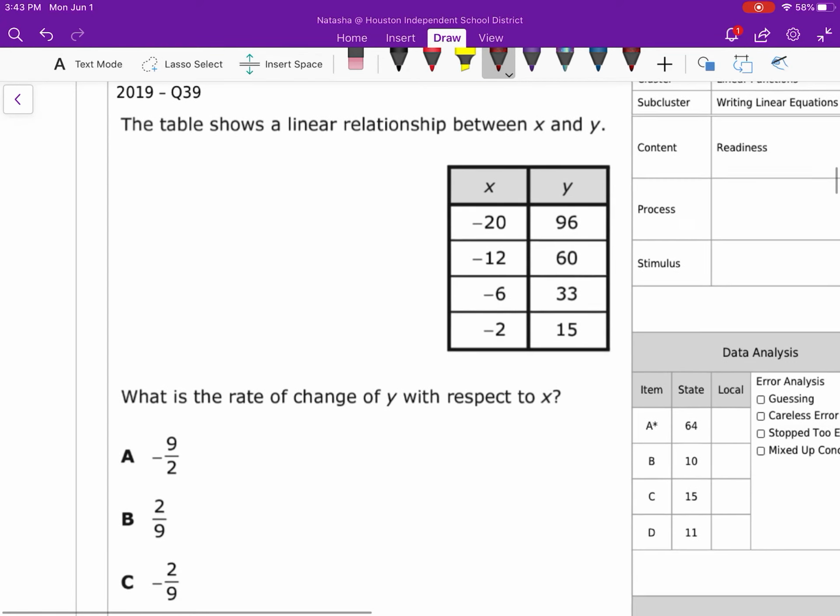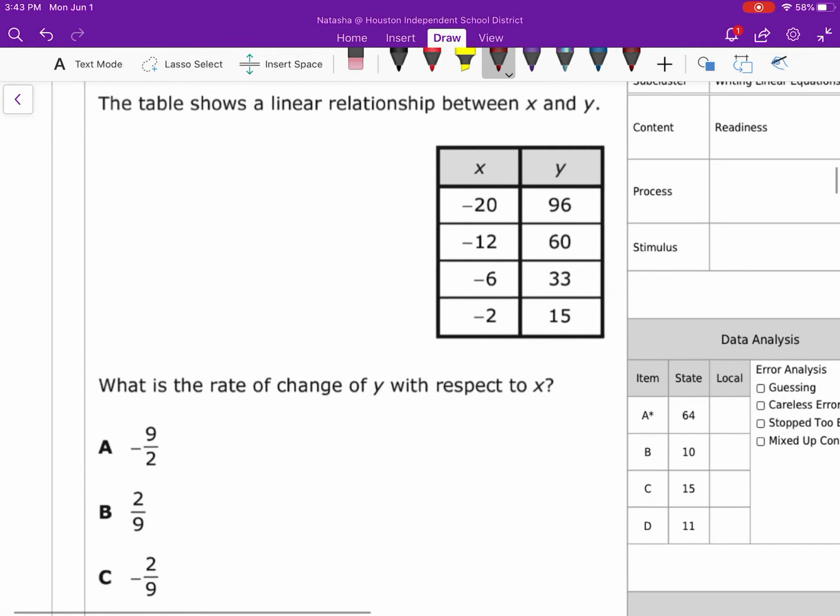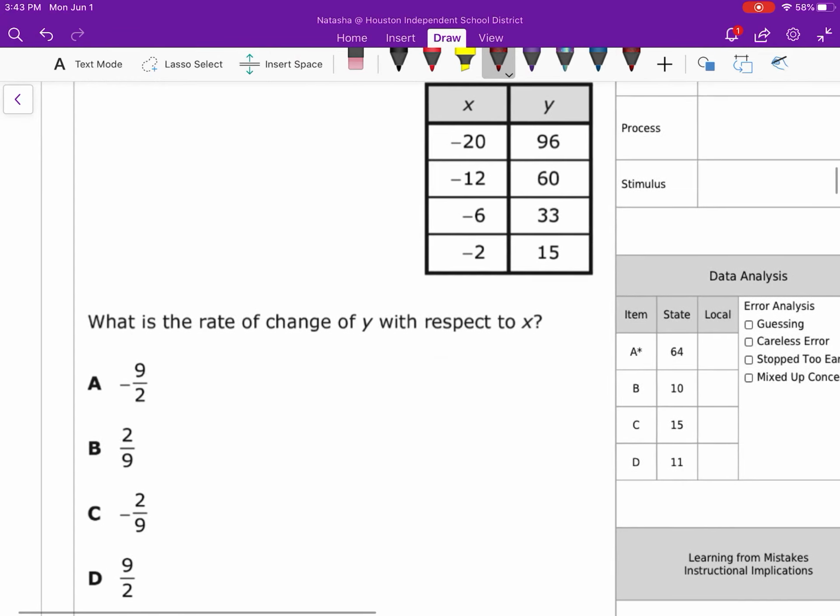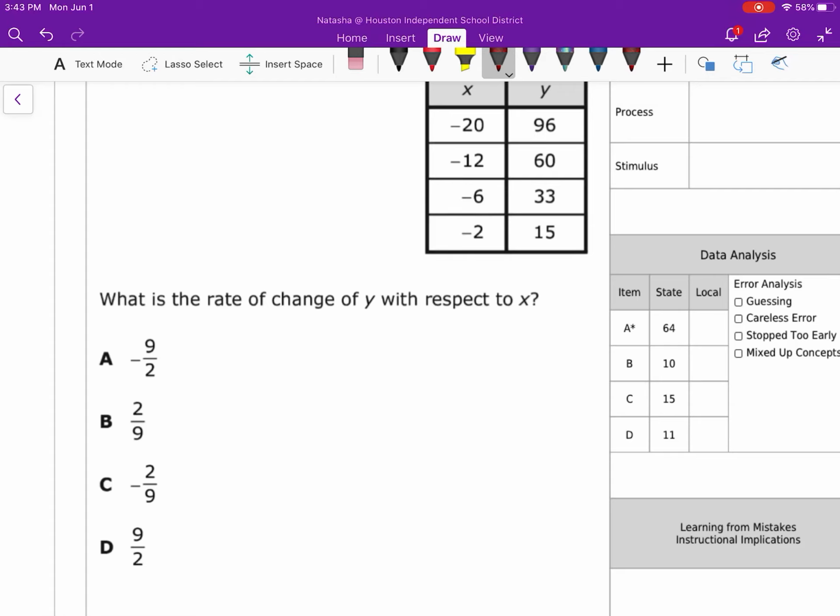Same kind of situation with this question here from 2019. We show a linear relationship between x and y. We want to find the rate of change. Now you could technically sit here and I can say, okay, from 33 to 15, I'm subtracting 18 from it. From 6 to 2, I am subtracting, or rather adding 4.